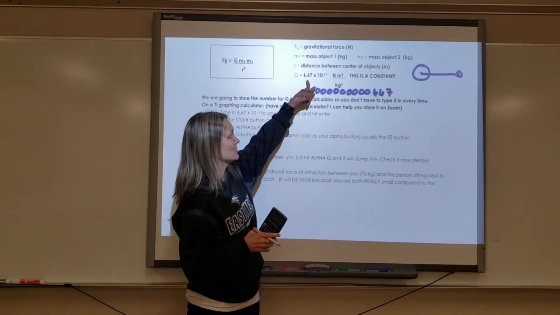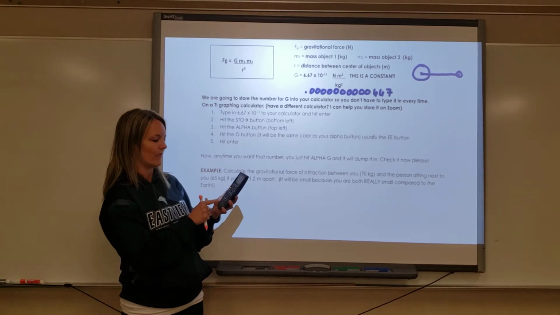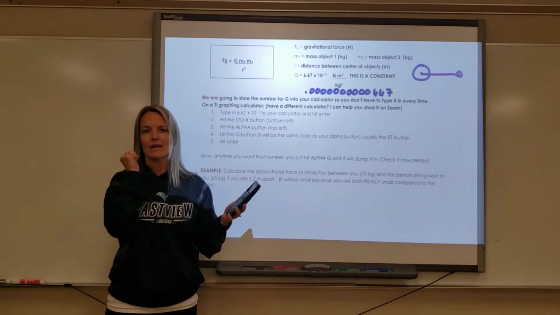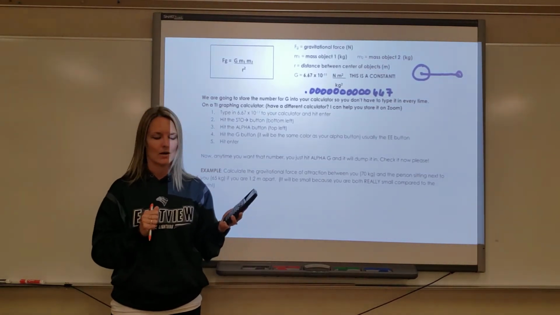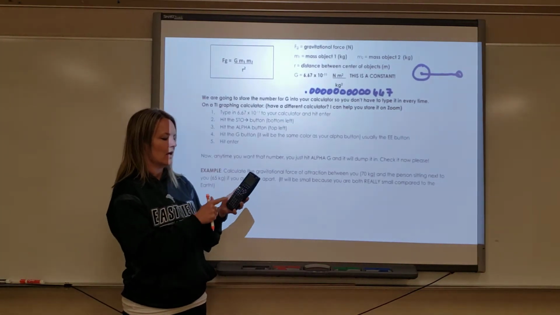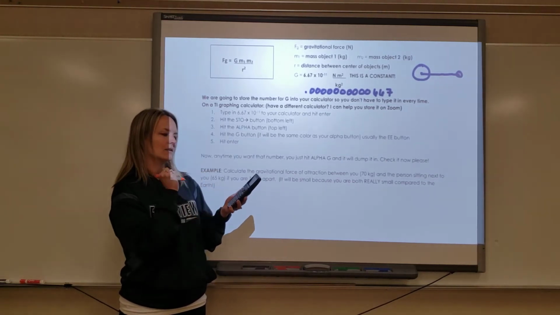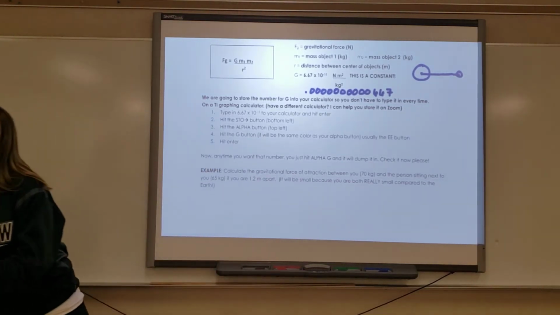So instead of having to type this in every single time, all you have to do is hit alpha G, enter, and that number will pop into your calculator. All right, so anytime you want to store something, you type in the number, hit enter, store alpha, in this case it's G, and then enter, and it will be in your calculator from there on out.